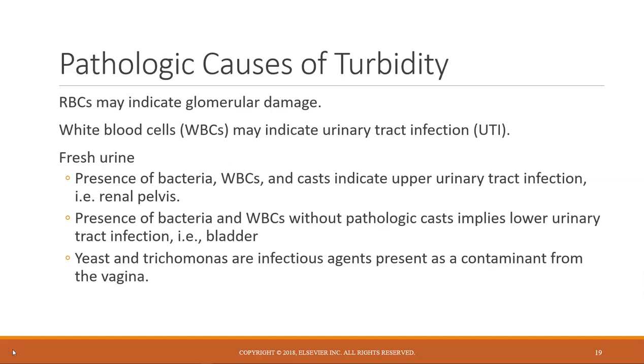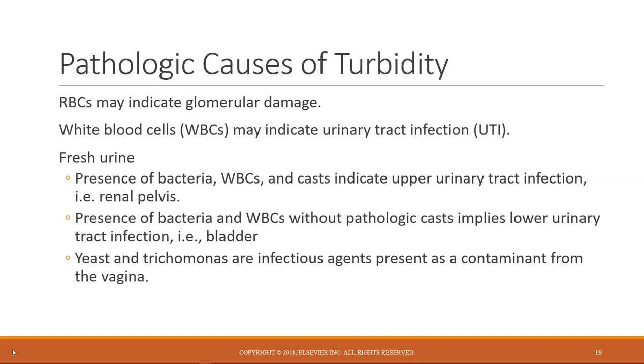Some pathologic causes of turbidity include red cells, which may indicate glomerular damage. And I do want to share a story with you. My dad, later on in life, had a urinalysis done, and he had red cells in his urine, and he had been losing weight, but other than that, everything was normal. Well, it turns out that he had bladder cancer, and so red cells in the urine, again, are not normal, although you may find them as contaminants in the urine of a woman who is menstruating.